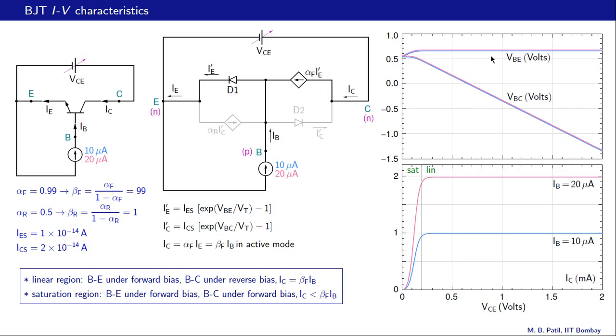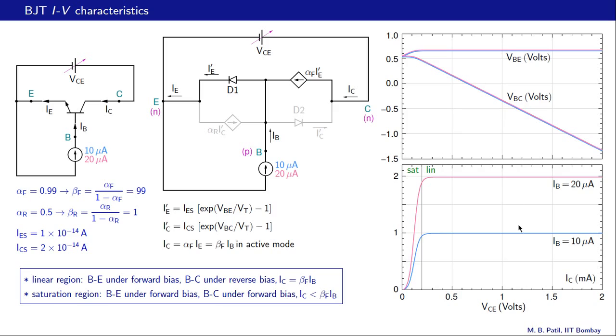So the blue curve is for IB equal to 10 microamps, and the pink one is for IB equal to 20 microamps. And we see that for 20 microamps, the base emitter voltage is only slightly larger than the case for 10 microamps. And because these two voltages must add up to VCE, that change is also reflected in VBC.